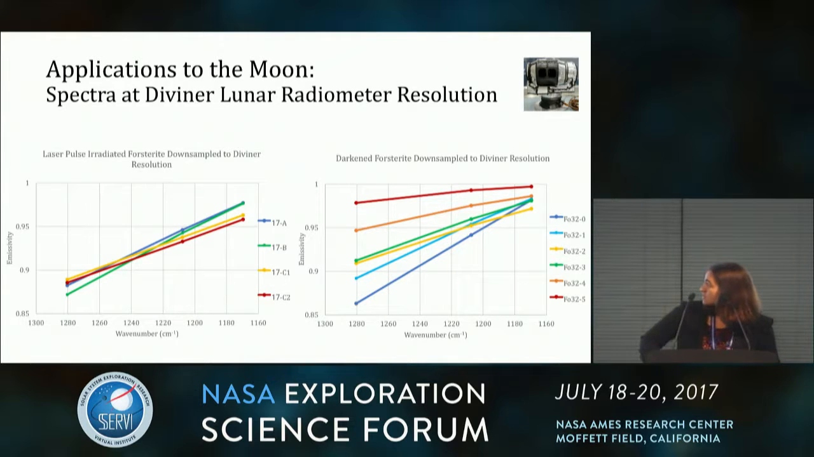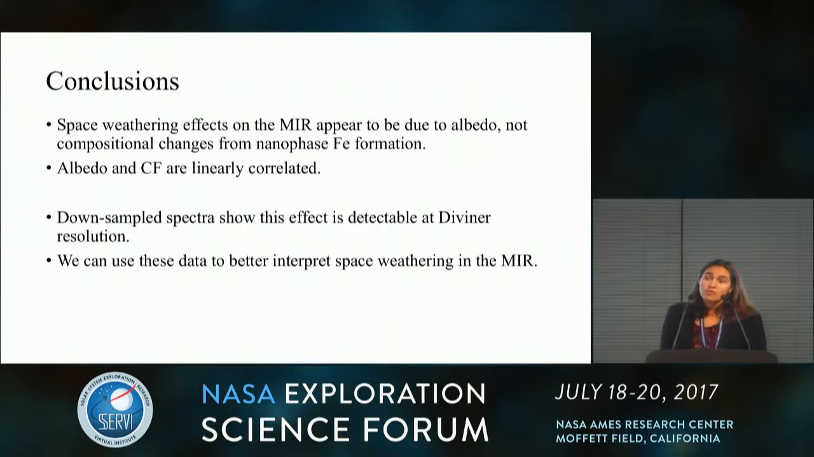And let's see, so then just to leave you with some of the conclusions, we have a linear trend between albedo and CF position, and these effects are detectable at even low Diviner resolution. So hopefully when we're looking at other airless bodies, such as the asteroids that have missions going to them, we can use the same type of technique to calibrate our spectral library so that we can better analyze the remotely sensed data sets. And hopefully I'm going to be looking at some other minerals as well, and some mixtures and soil samples to really help flesh this out. So thank you, and I'll take any questions.